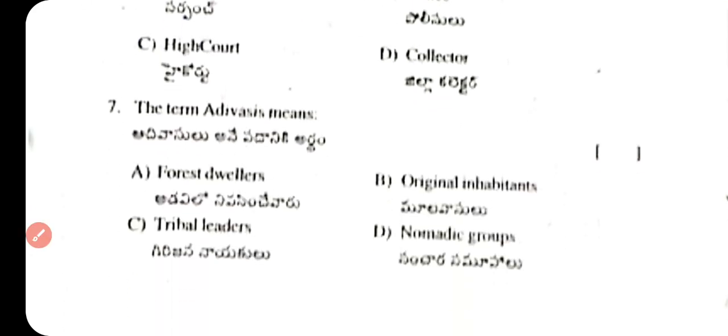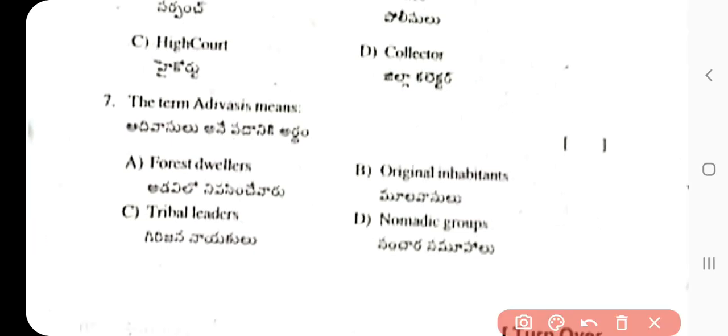Question number 7. The term Adivasis means original inhabitants is the correct answer of question number 7. The word Adivasi literally translates to original inhabitants, referring to communities living close to the forest.